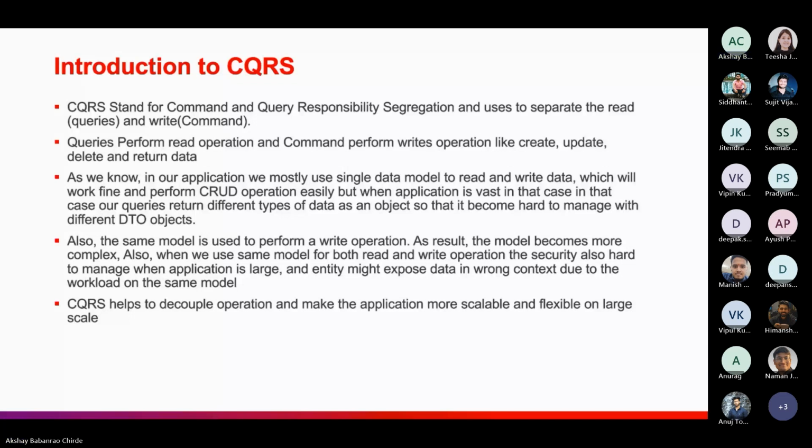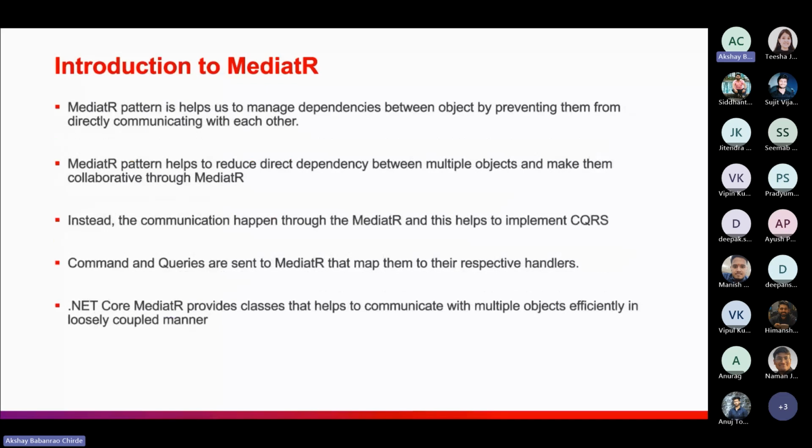And the introduction to the mediator. The mediator is used to manage the dependencies between objects, preventing them from communicating directly with each other while doing CRUD operations. It is the middle part between the queries, commands, and handlers. The mediator pattern helps to reduce the direct dependency between multiple objects and makes them collaborate through the mediator. Instead, the communication happens through the mediator, and this helps implementation of security. Commands and queries are sent to the mediator and mapped to their respective handlers. In .NET Core, the mediator provides classes that help to communicate with multiple objects efficiently in a loosely coupled manner.